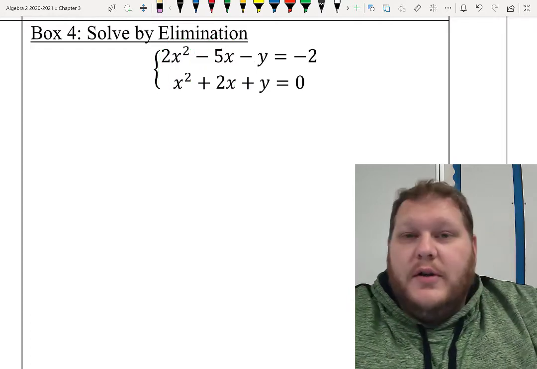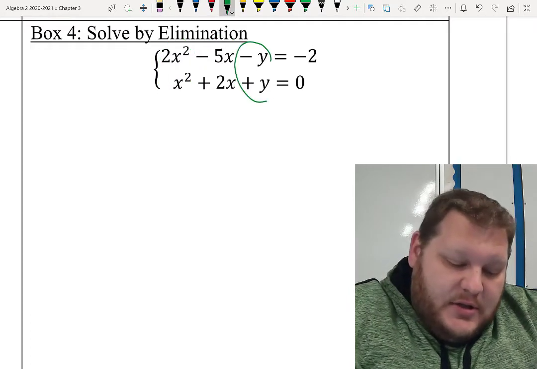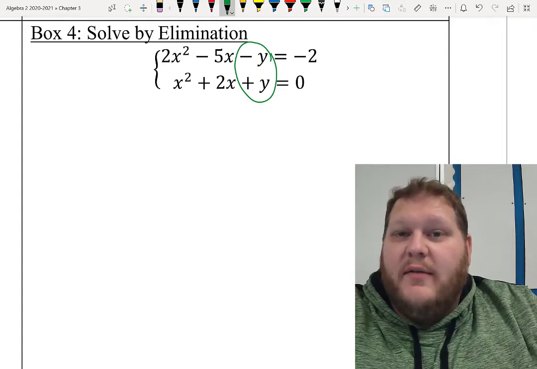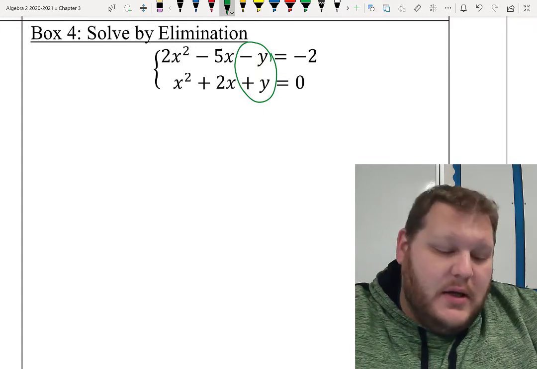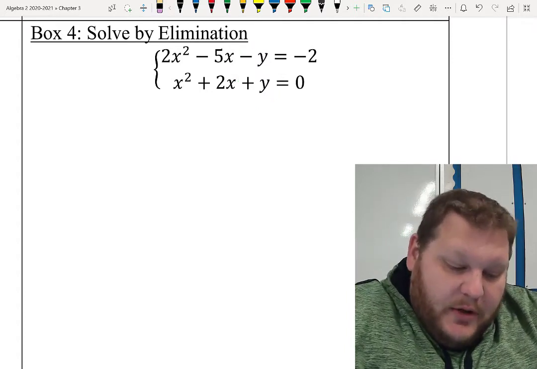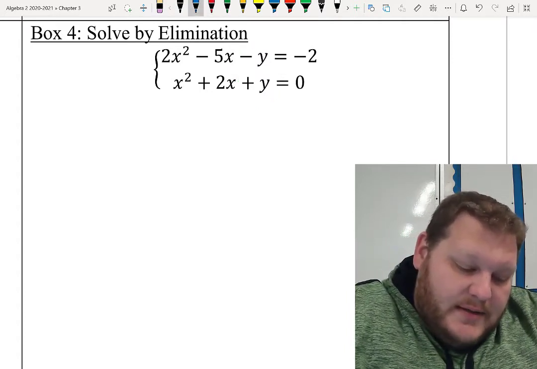So if you are going to do elimination, my suggestion is to eliminate your y values, because there's always going to be a single y value. We're never going to have multiple y values. It's always going to be those two things. And really, again, it kind of depends on how it's oriented.